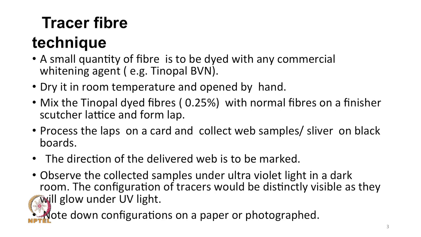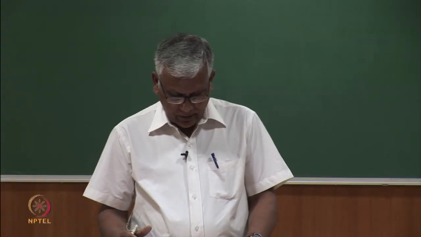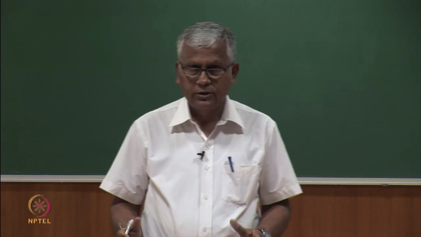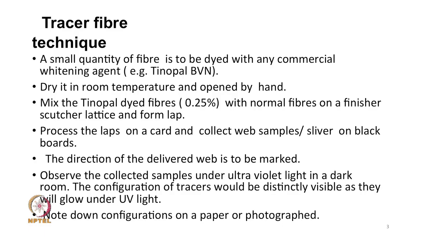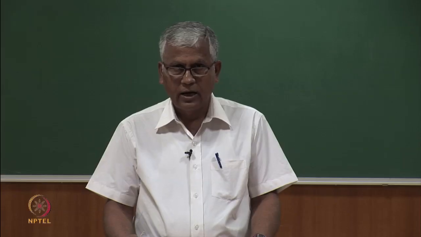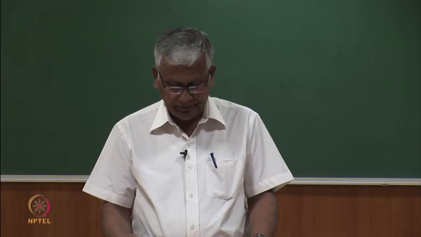Next, the direction of the delivered web or the sliver is to be marked on the blackboard, so that we can find out later in which directions the fibers were delivered. So, which is the forward direction and which is the backward direction. Now, these collected samples have to be seen under a UV light source in a dark room. The configuration of the tracer fibers would be distinctly visible, as they will all glow under UV light.